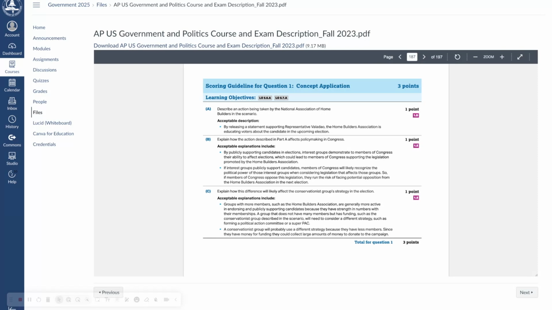And then you see that third part, explain how this difference will likely affect the conservationist group's strategy in the election. Once again, acceptable explanations include, and there are some possible responses. So once again, if a person were to attempt this question and let's say one didn't know all the different pieces, you can still get a lot of points. Maybe you'll get the point for A, the point for B, and not C. But 2 is much better than 0. So attempting each of these sections, giving it your best go, is a great way to get the highest score possible on the AP Gov exam and other AP tests as well.